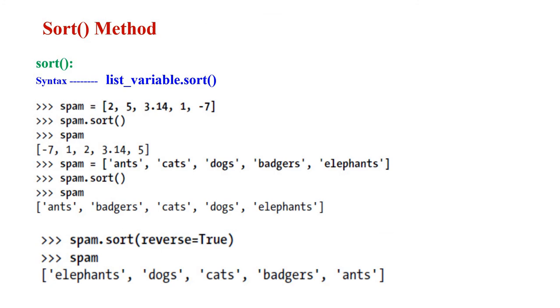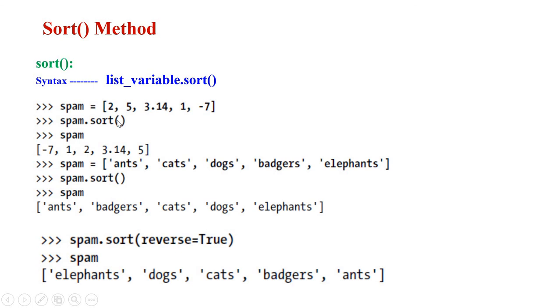So the next method that you can use on the list is sort. What is the syntax for the sort method here? The syntax is the list variable dot, and the name of the method is sort, all in lowercase letters, with the parentheses. In the case of numbers, it is going to sort in ascending order. By default, if we do not pass anything over here, it sorts in ascending order. You can see spam is equal to 2, 5, 3.14, 1 and minus 7.